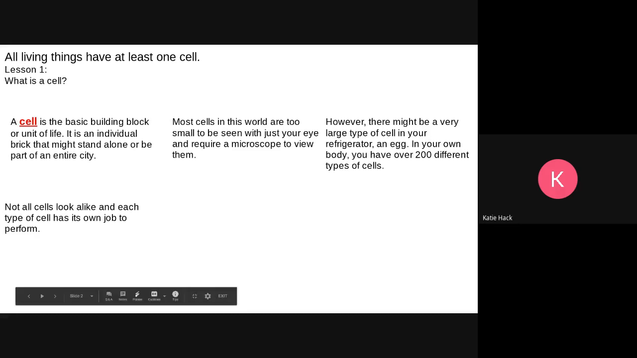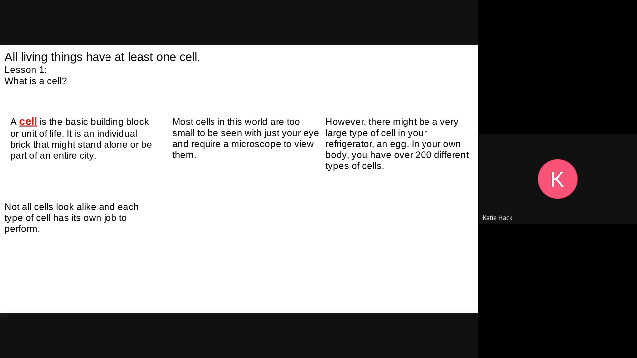Okay, so if you would log in to Buzz, and pull up Unit 2, Lesson 1. We're going to be going over what is a cell. Okay, crazy.